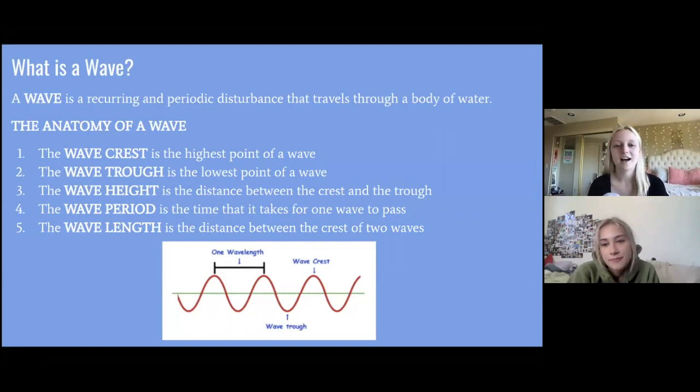We want to address a wave like a human body and go through the anatomy of a wave. So we have the wave crest, which is the highest point of a wave, the wave trough, which is the lowest point of a wave. The wave height is the distance between the crest and the trough. A wave period is the time that it takes for one wave to pass. And a wavelength is the distance between the crests of two waves.